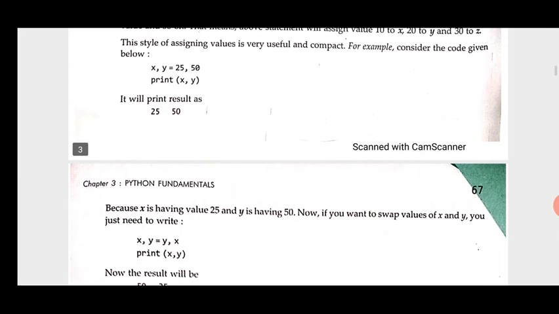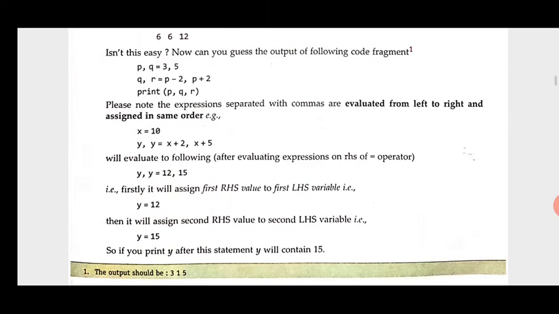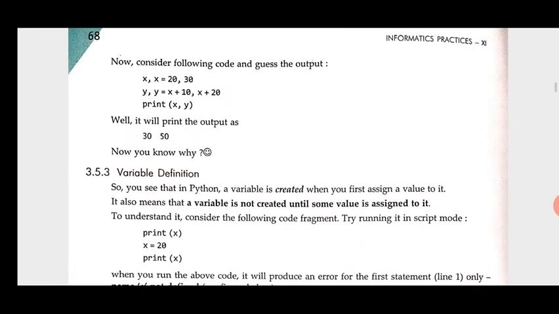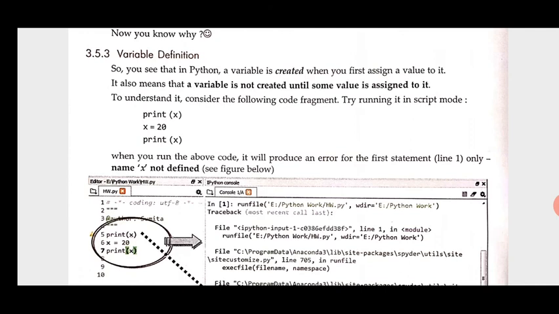Next one, variable definition. All these things are related to assignment only. Next we can see variable definition. Here a variable is defined only when you assign some value to it, as I discussed earlier. Using an undefined variable in an expression or a statement causes an error called NameError. Due to the variable, the error is coming, and that error name is NameError.